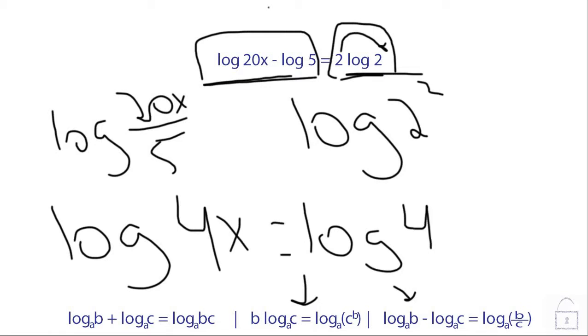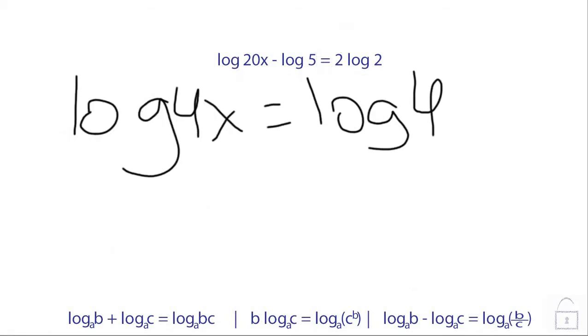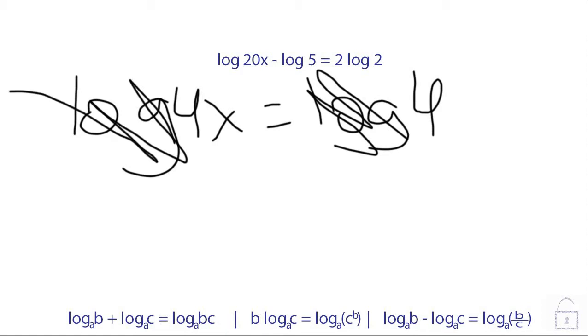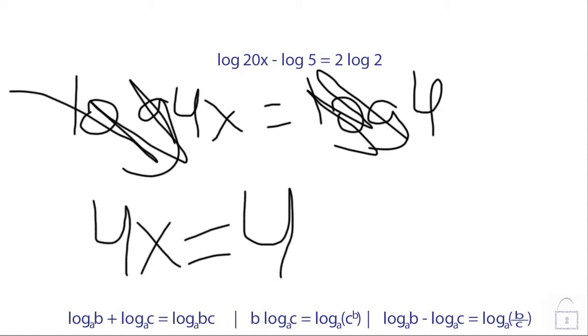Now here's where the third part comes in. We're going to have to solve for x. To solve for x, we're going to have to drop our logs. And since we have a log on each side, we can just drop them. So now we have 4x is equal to 4. And we solve for x just by dividing by 4 on this side, and we get x is equal to 1.